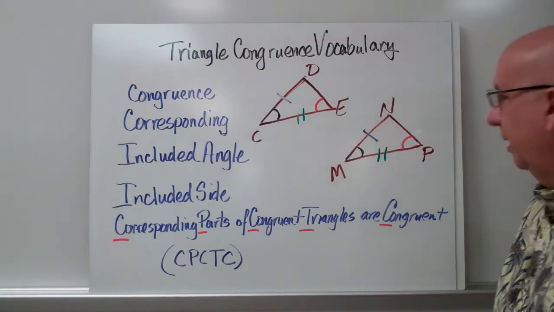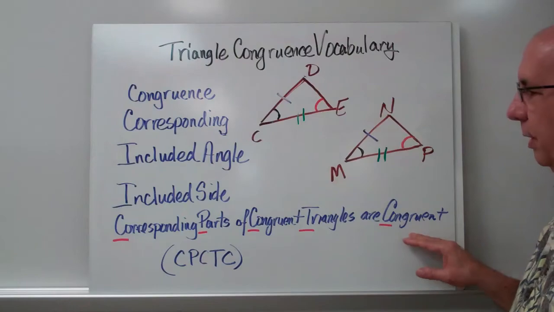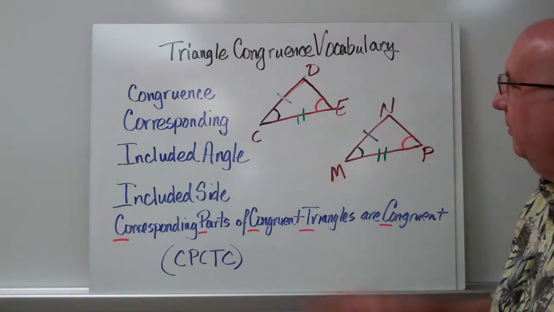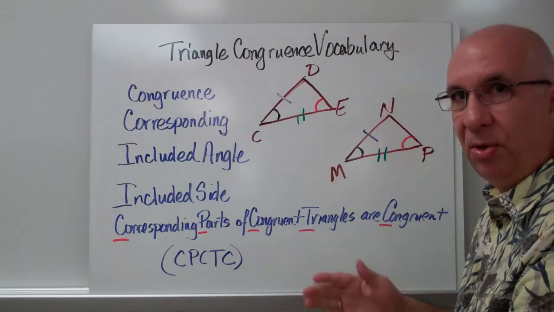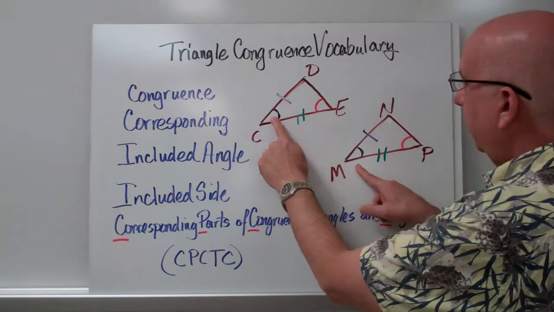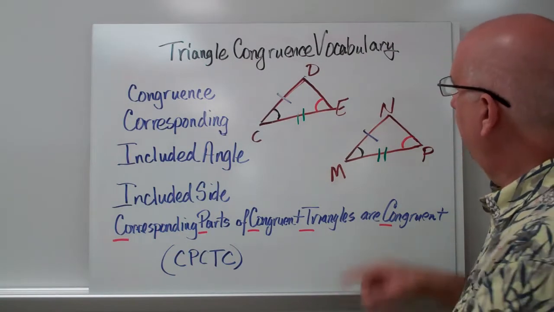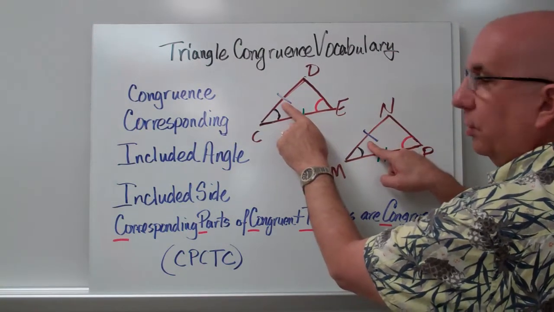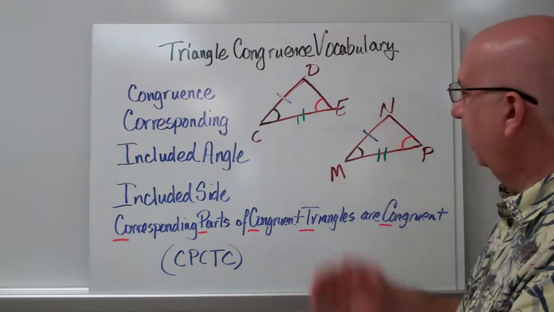Another term you will see and need to be familiar with is corresponding parts of congruent triangles are congruent, CPCTC for short. CPCTC simply means if I have two triangles that are congruent, then the parts that are in correspondence, the parts that are the same, are going to be congruent. Like where you have angle C and angle M marked as being congruent. Those are corresponding parts, and they are congruent. We have segment CD and MN marked as being congruent. Those are corresponding parts. They are congruent. And likewise.